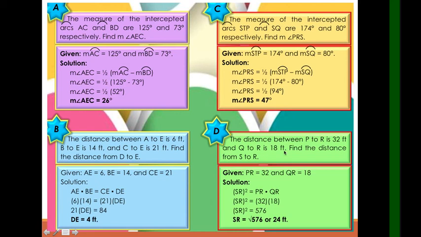And finally, the distance between P to R is 32. Q to R is 18 feet. Find the distance of SR. So, we have PR equals 32 and QR equals 18. Okay? So, we have SR squared equals PR times QR. And PR is 32 times 18, 576. Get the square root of both sides. So, we have the square root of 576 is equal to 24 feet.